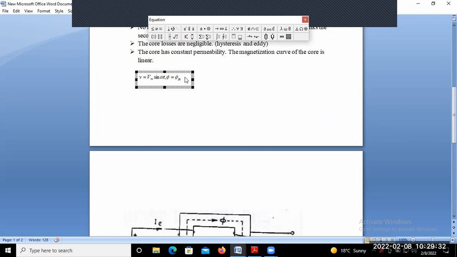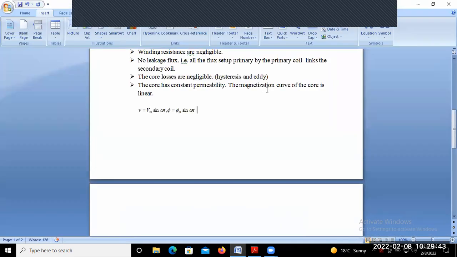Flux phi equals phi m sin omega t. One student already mentioned that EMF induced equals minus N d phi by dt, that means the rate of change of the flux linkage. So put that equation, differentiate, and tell me the EMF induced in the primary coil. Try it step by step.